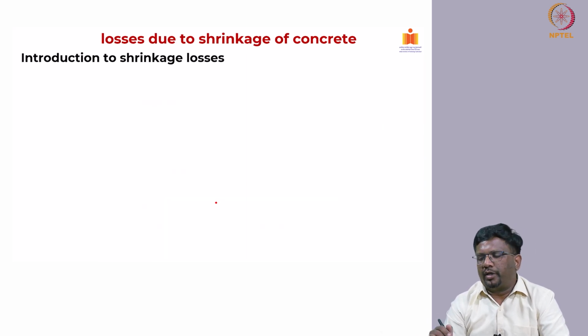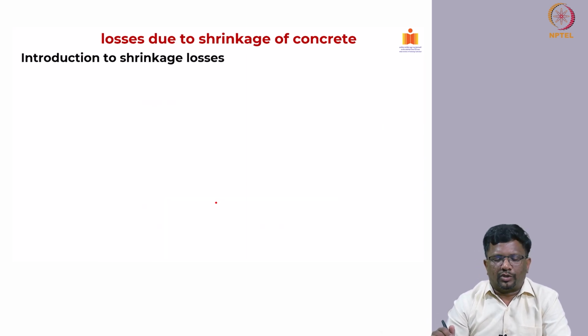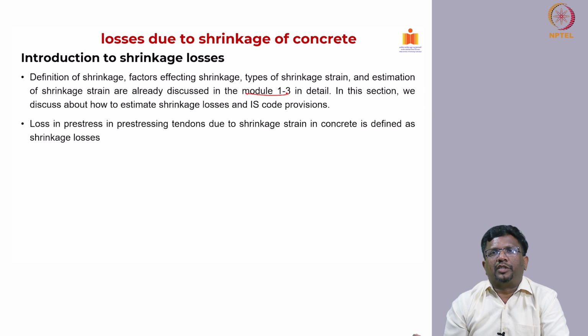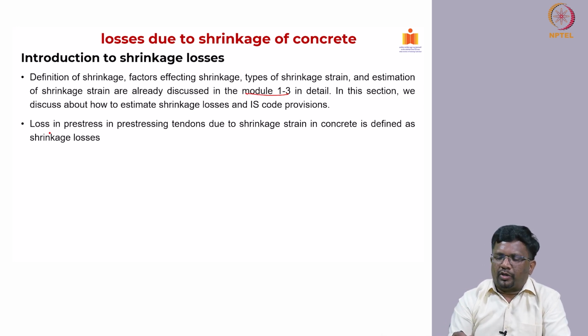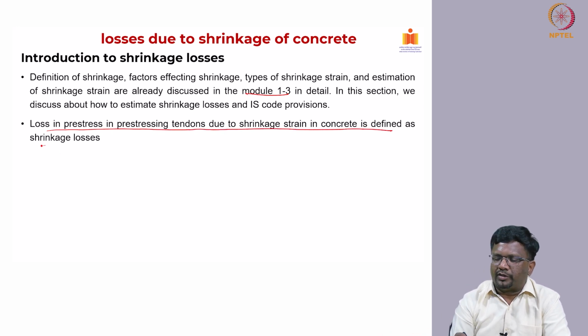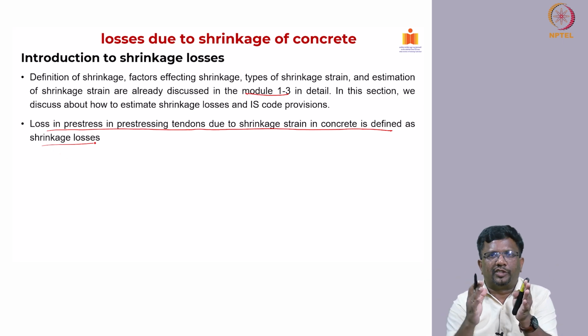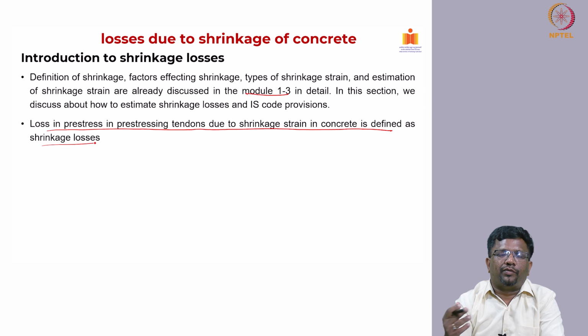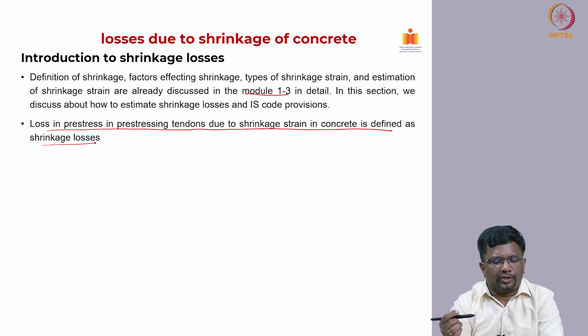Now let's look at shrinkage losses. What is shrinkage? Again, we have discussed shrinkage in the previous module, in part 3 of module 1. In this section we are going to discuss how to estimate the shrinkage losses and the IS code provisions. The loss in pre-stress in the pre-stressing tendon due to shrinkage strain in concrete is defined as the shrinkage loss. When concrete is shrinking, the stretching in the pre-stressing tendon is also going to come down, right? So that is the reason we need to account for this loss that is happening from shrinkage.